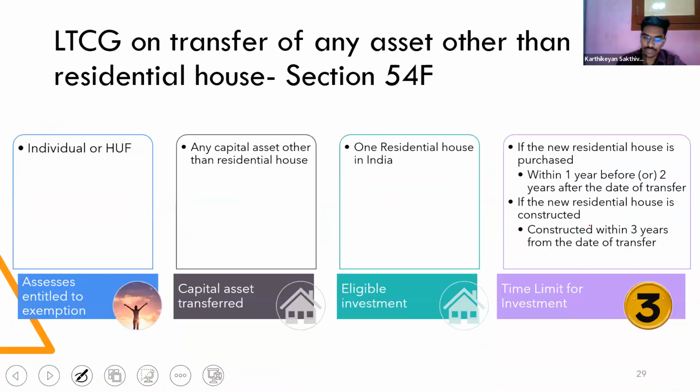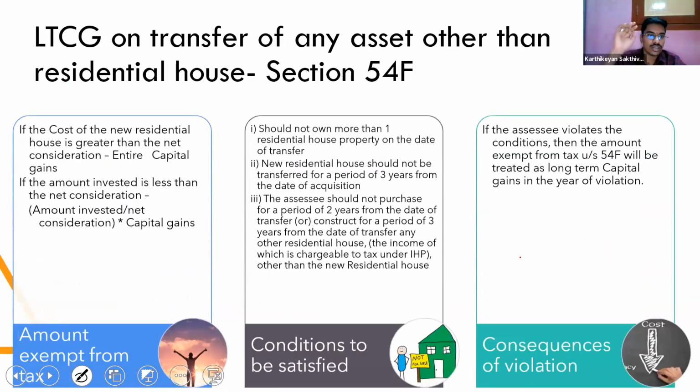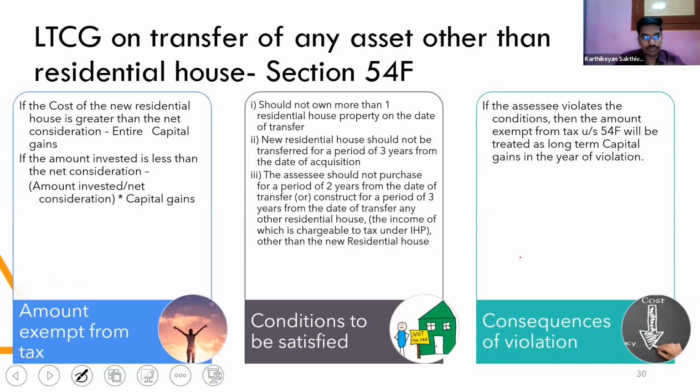Next is section 54F. Section 54F is also applicable only for an individual or HUF. இங்கே capital asset transferred any capital asset other than a residential house. So if it is a residential house, you will be having only 54. If it is any asset other than a residential house, you will be having 54F also. What is the eligible investment? One residential house property. Time limit for investment is similar to section 54. If it is going to be purchased, it should be purchased 1 year before or 2 years after the date of transfer. In case of construction, it should be constructed within 3 years from the date of transfer, right? So the exemption will work a bit differently.